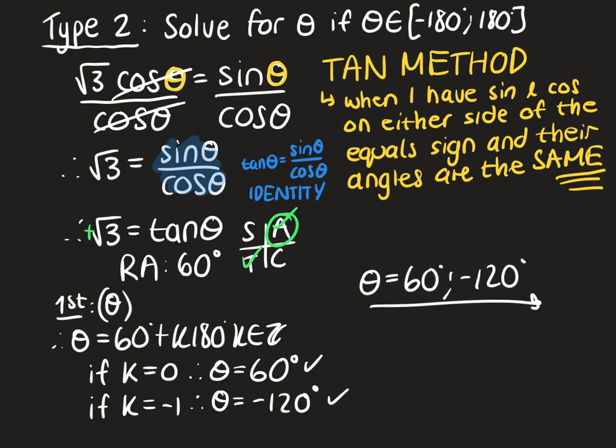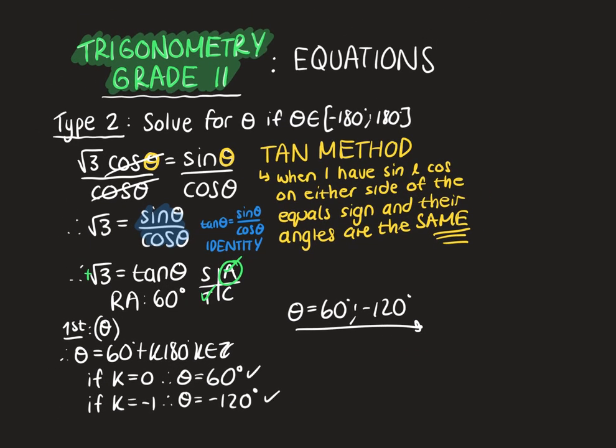Easy peasy lemon squeezy. Okay, so that is an example of a tan method type question where when we have sine and cos on either side of the equal sign and their angles are the same, we can always make a tan by dividing the sine by the cos because the angles are the same. Great. The next one will be an example where the angles are not the same.